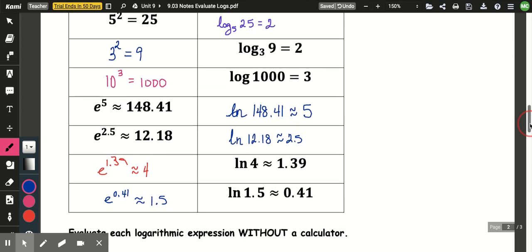Alrighty, so now you're going to answer a few questions on the Google form there, and then we'll come back and see how to evaluate these things.